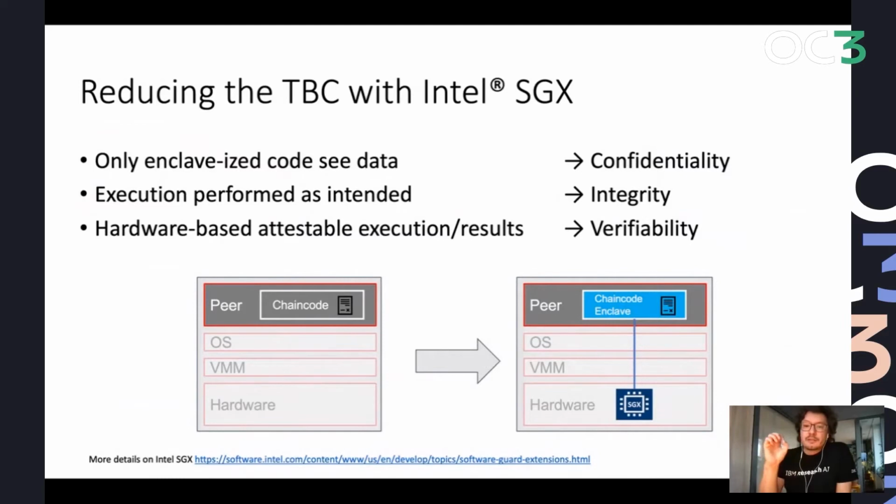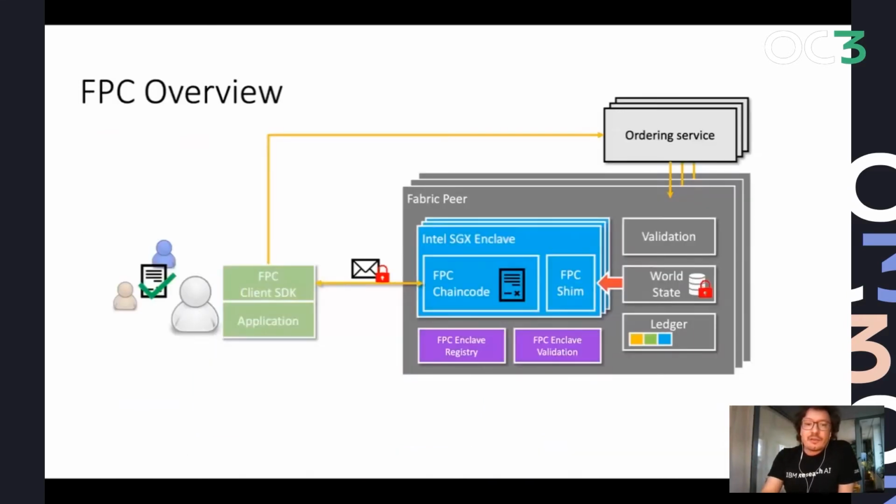However, just running the chaincode itself inside an enclave is actually not enough. We will see that in an overview of our architecture. What you can see here is more or less what you saw on the Fabric slide: we have the clients on the left side, the Fabric peers here, and the ordering service. What we are going to do with Fabric Private Chaincode is take our chaincode and execute it in an Intel SGX enclave. But in addition to that, as I mentioned, we have to add a little bit more to the table.